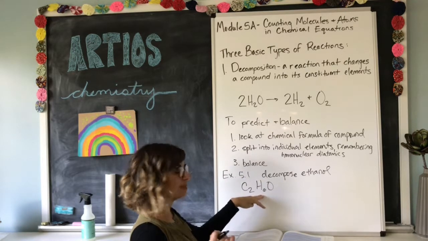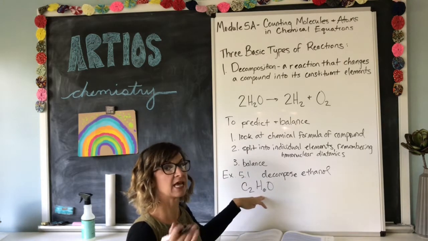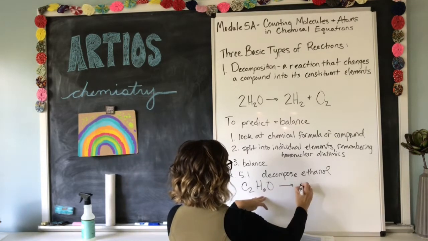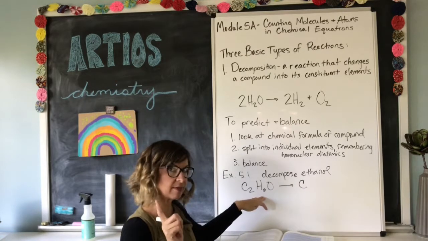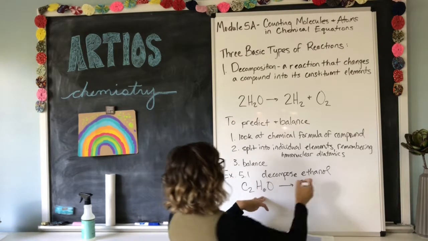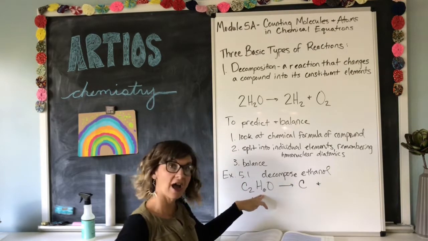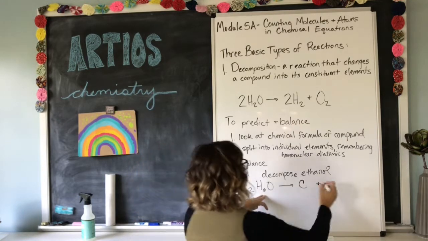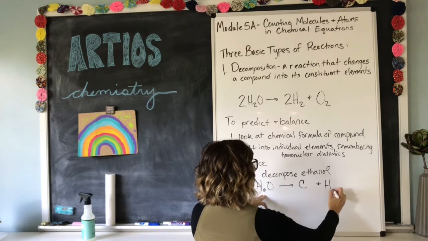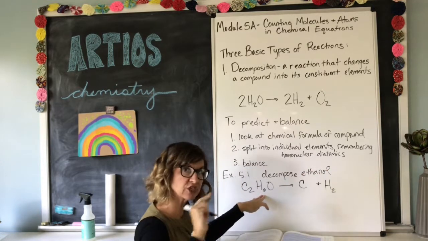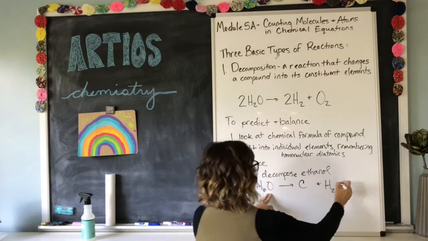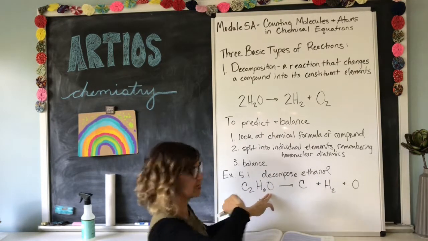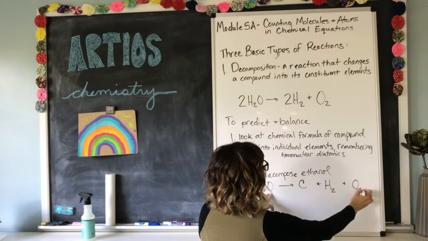And then number 2, split it into the individual elements and remember the diatomics. So once we split this up, we're going to be left over with carbon. Is carbon a diatomic? No, it is not. And we're going to be left over with hydrogen. Is hydrogen a homonuclear diatomic? Yes, it is. So this is not only going to be written as H, it's going to be written as H with a little 2 subscript. And the last element present is oxygen, also a homonuclear diatomic. So it's not just O, it is O2.